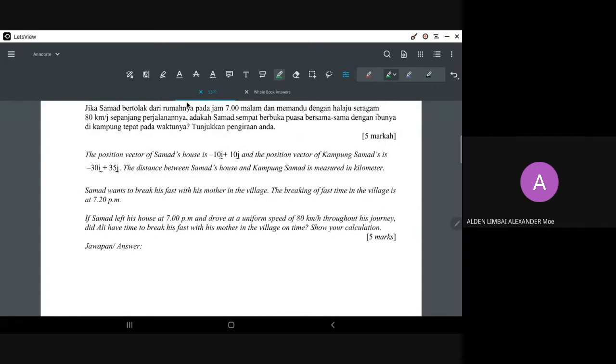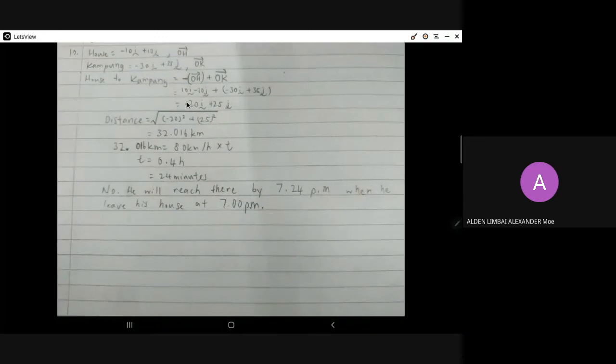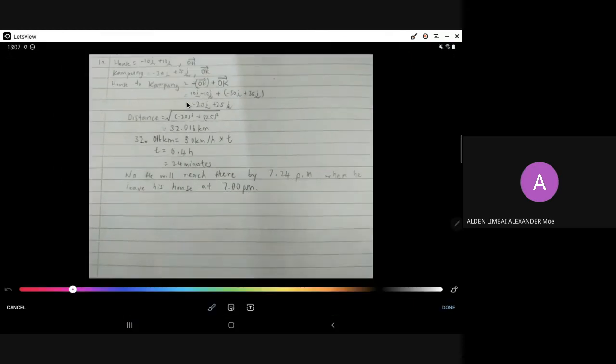Gila nih soalan. Okay, so Samad's house is negative 10i plus 10j. So that's OH. Then his kampung, it's negative 30i plus 35j. So from his house to his kampung, you kira-kira skit, then you get negative 20i plus 25j. Then you use a distance formula. Then you sub in negative 20i plus 25j, you'll get 32.016 km.